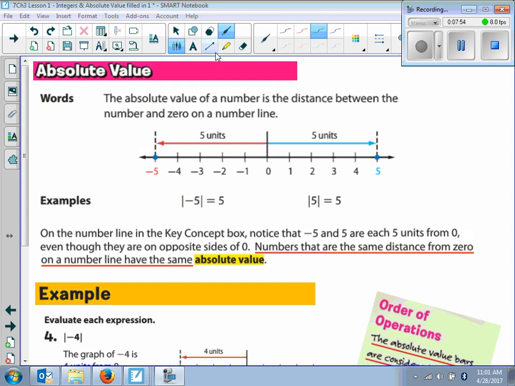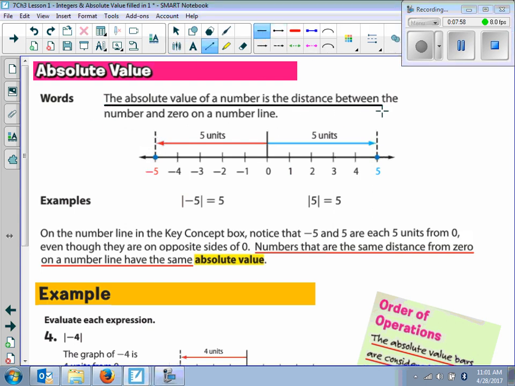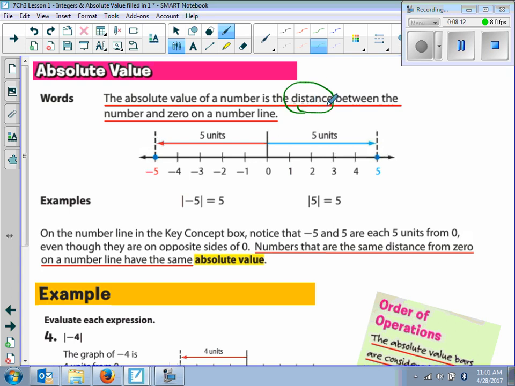Please make sure you write down this definition for absolute value. The absolute value of a number is the distance between the number and 0 on the number line. Now, remember, absolute value is a distance. And when you are measuring a distance, you can never get a negative measure. Is everybody with me?